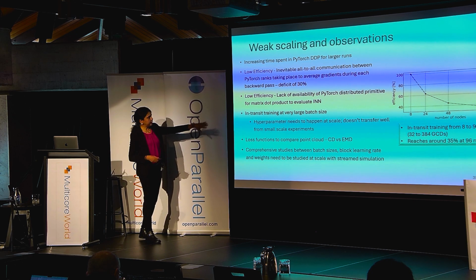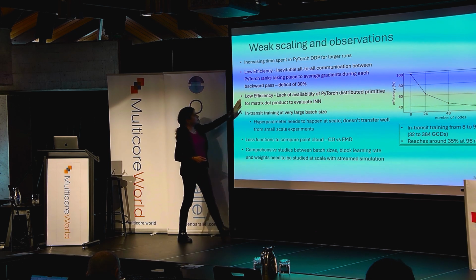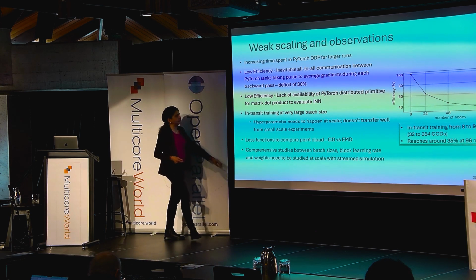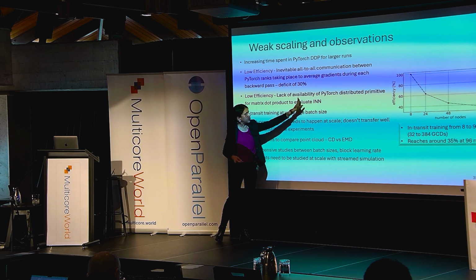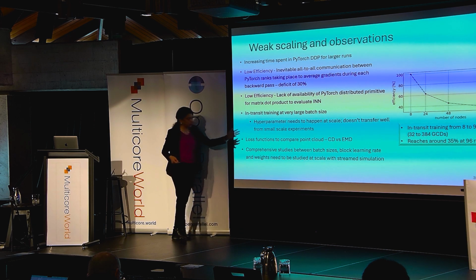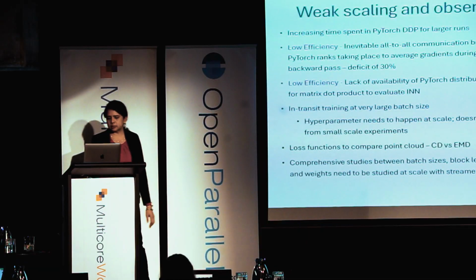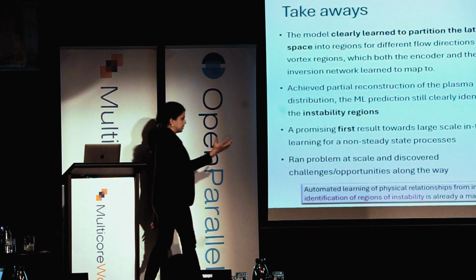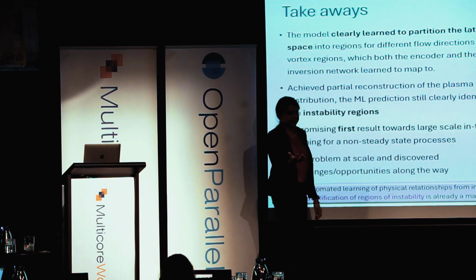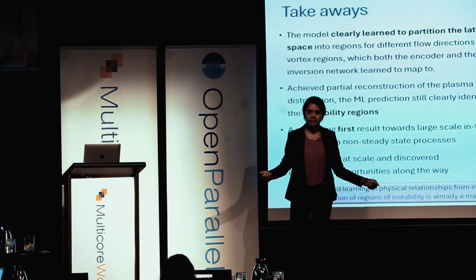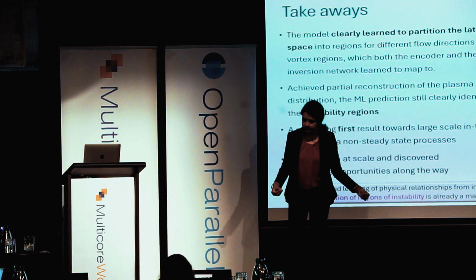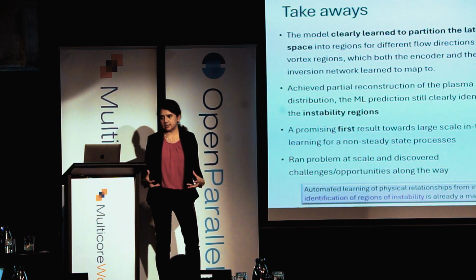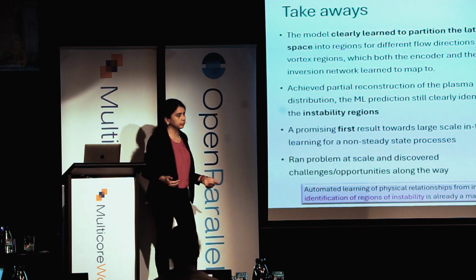You see, so all these were some of the computational challenges: PyTorch ranks taking place, the inevitable all-to-all communication deficit of 30%, then a lack of availability of PyTorch distributed primitives. So some implementations fell off the cracks while we were trying to solve the computation problems. But while it sounds doom and gloom, the best part is that besides all of this, we were still able to reconstruct partially the vortex region from where the plasma instability was occurring. So that was a huge win for us.